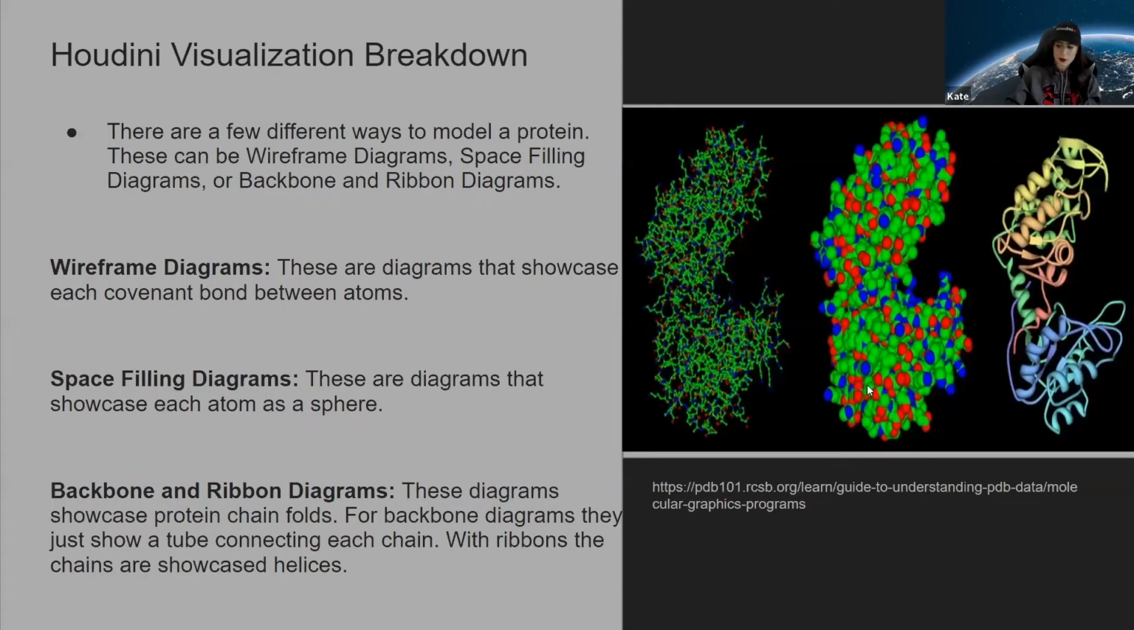So just a little refresher before we actually show our final file, for the people who are new to protein visualization, there are 3 different ways you can visualize a protein. These are space-filling diagrams, backbone or ribbon diagrams, or wireframe. Wireframe diagrams showcase each covalent bond between atoms. Space-filling diagrams showcase each atom as a sphere. And backbone or ribbon diagrams show protein chain folds. Backbone diagrams just show a tube connecting each chain. With ribbons, the chains are showcased as helices.